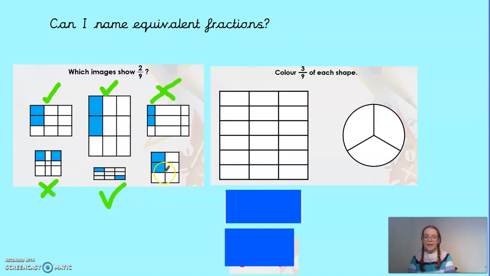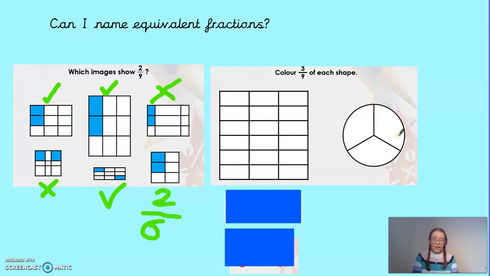Okay, here I can see that these are all equal sizes, but I've only got 6 of them, so that would actually be 2 over 6. So that would not show 2 over 9. Okay, what I want you to do now is pause me, have a go at colouring in 3/9 of these shapes. Have a think about how you would show 3/9, even though we've got more than 9 sections. Have a think about what equivalent fractions you might need to do.